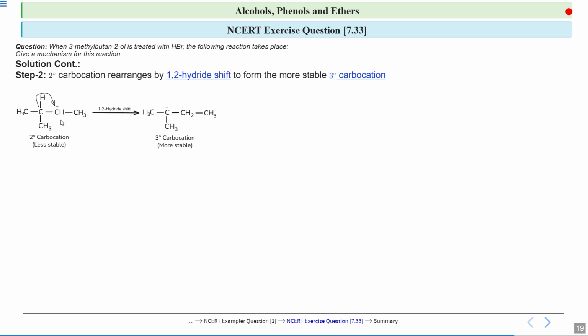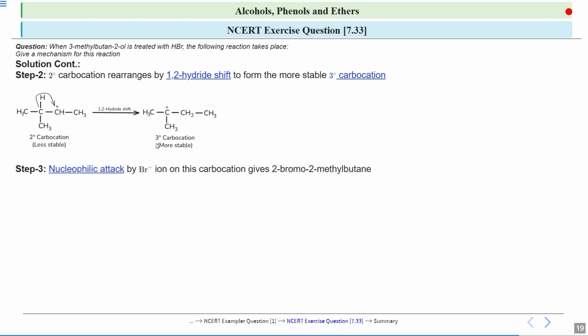So if you see this secondary one and this tertiary one, which is more stable? The tertiary one is more stable. See the alpha hydrogens of this carbon: 3, 3, 2, that is 3, 4, 5, 6, 7, 8. This carbon has 8 alpha hydrogens. So this tertiary carbocation is more stable. So to make this more stable, 1,2 hydride shift will happen and we will get a more stable carbocation.